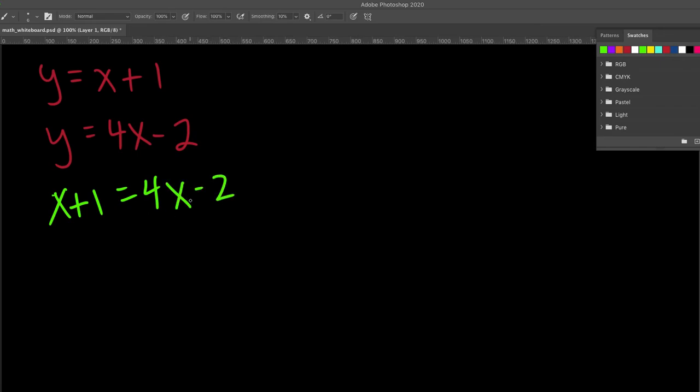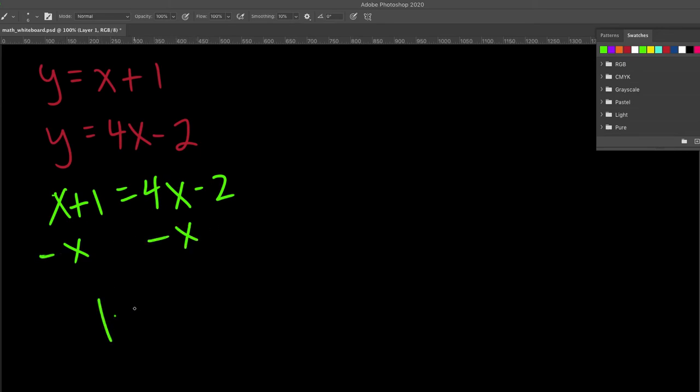Now, just my thinking behind this, I like to get the x's on the side of whatever the bigger x is. It really doesn't matter, but for some reason I just like to get them on the side with the bigger x if it's positive. I like to make my x positive. It's just a thing I do. So I'm going to subtract x this direction.